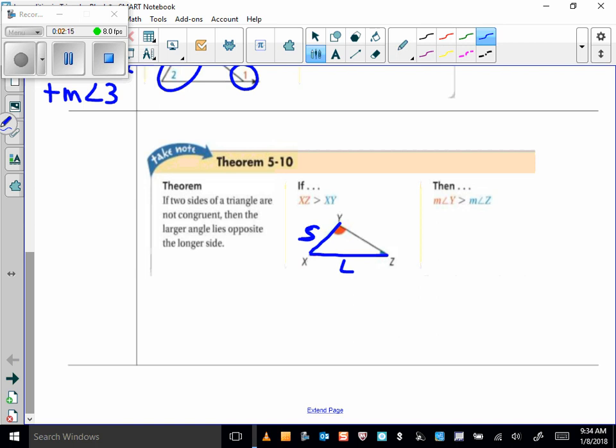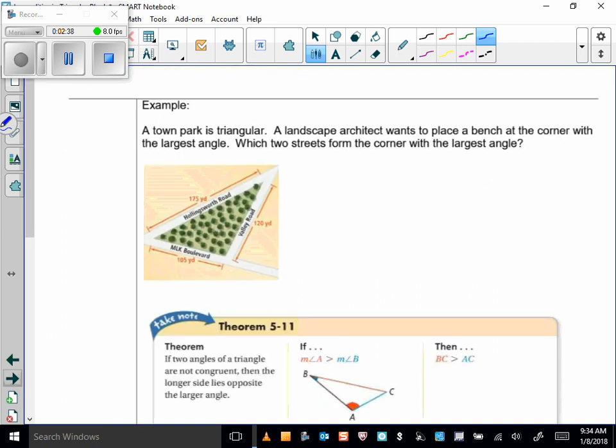All right. So if that's the case, then I know that the larger angle has to be across from the longer side. So therefore, the measure of angle Y, which is right here, has to be larger than the measure of angle Z, which is right here, because Z is across from the shorter side. Okay, that's it. So let's see if we can put that into practice here.